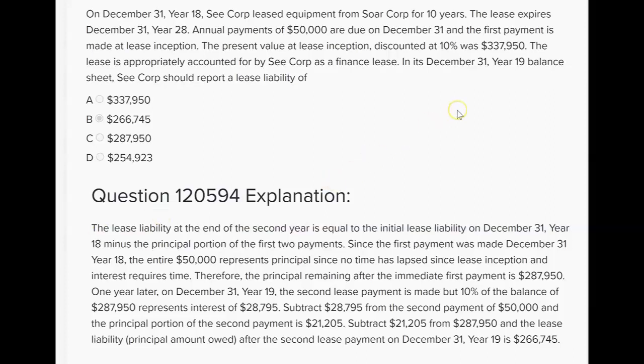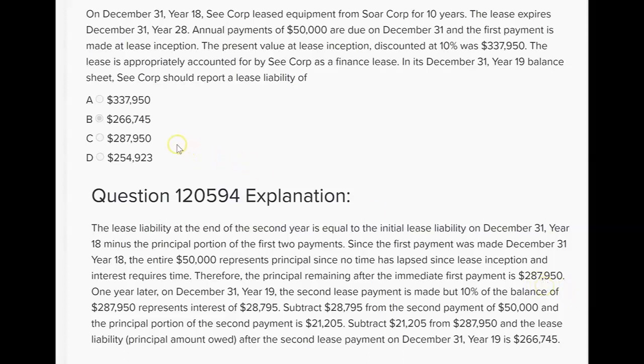So they want the lease liability at the end of year 19. The lease actually started at the end of year 18 with an immediate first payment at December 31st, year 18, but they don't want year 18's lease balance, they want year 19's lease balance. Well, the initial payment of $50,000 made on December 31st, year 18 was all principal. No interest yet, because interest requires time, and no time has elapsed. So just take $50,000 off the original $337,950, and if they would have asked for the lease liability at December 31st, year 18 after the immediate first payment, you would have said $287,950.